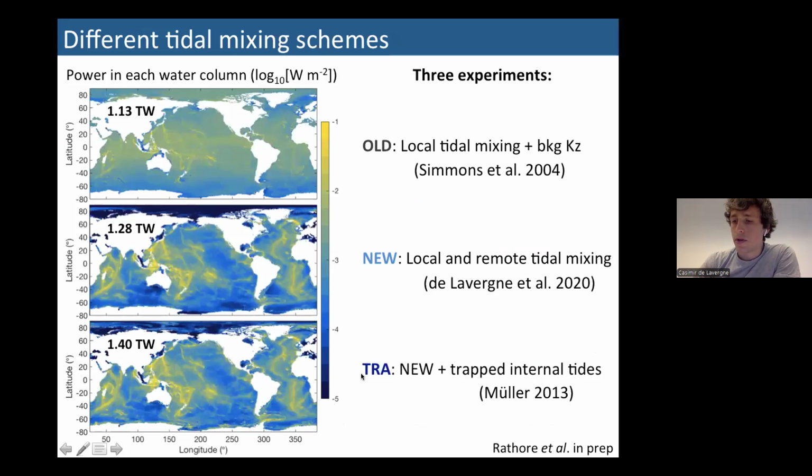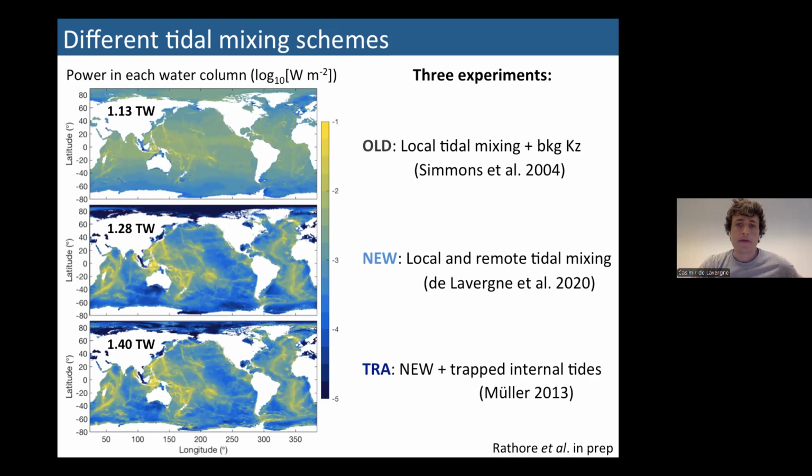So I think I'm already way over time. What I perhaps can say very quickly is that with this configuration I described, we have done 3 different simulations called old, new, and TRR here. So one is the old scheme, Simmons et al. 2004. New is the parameterization I just described. So these maps show the total power in each water column on a log scale.